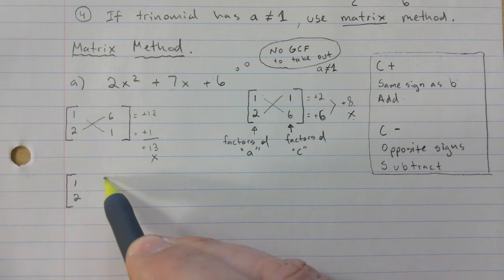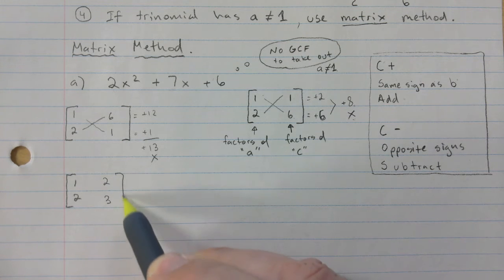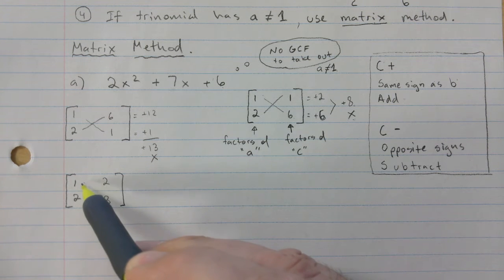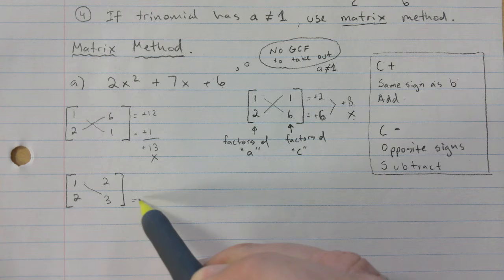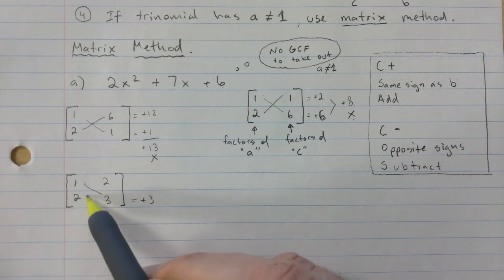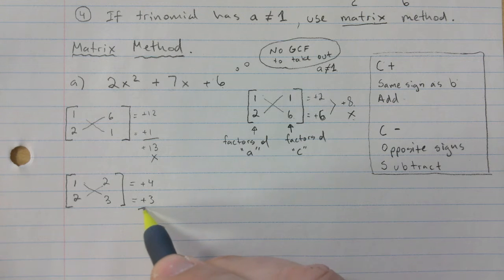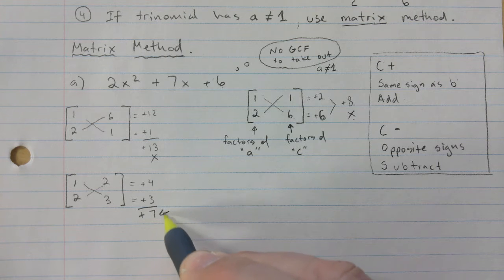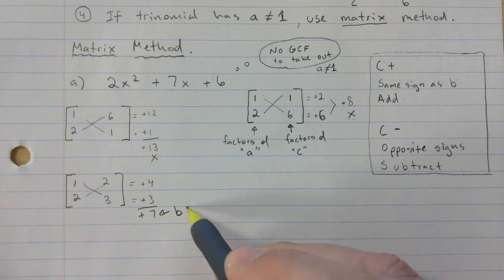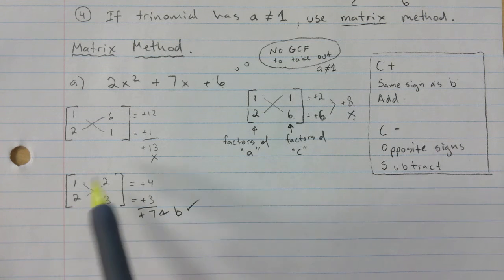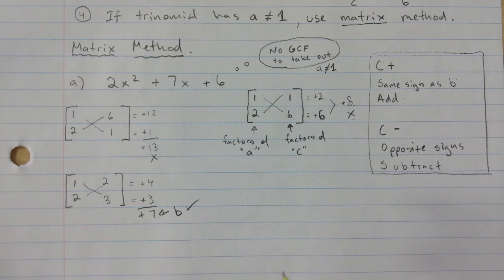And I'm going to try 2 and 3, because 2 and 3 are factors of 6. You're going to go 1 times 3 is positive 3. 2 times 2 is positive 4. That adds up to positive 7. And this is b, right? So we check that off. This is what we're going to use. This is the matrix we're going to use to factor our polynomial that we started off with.